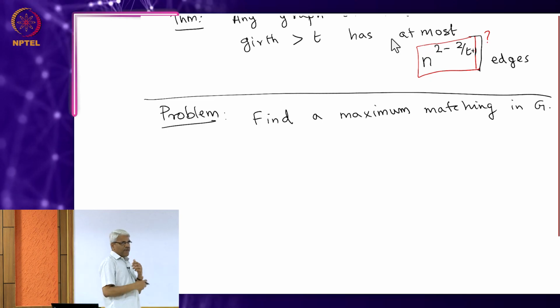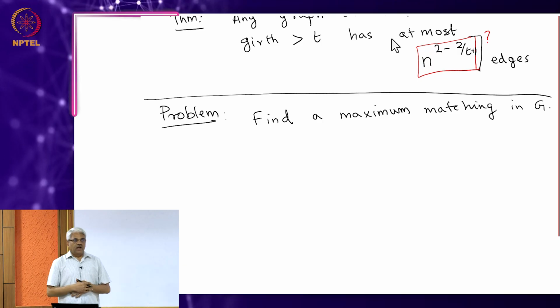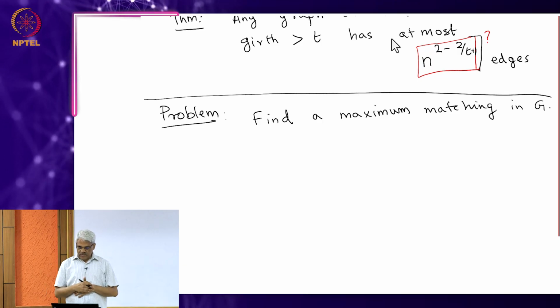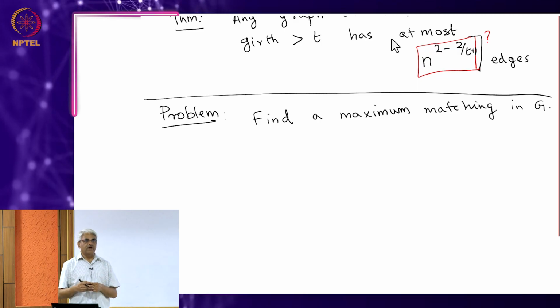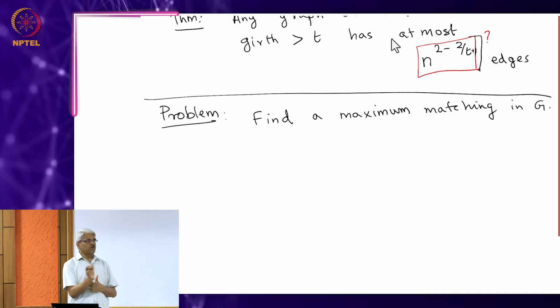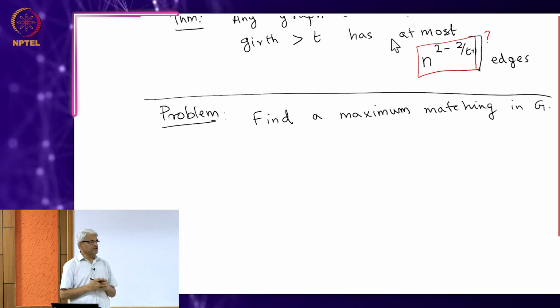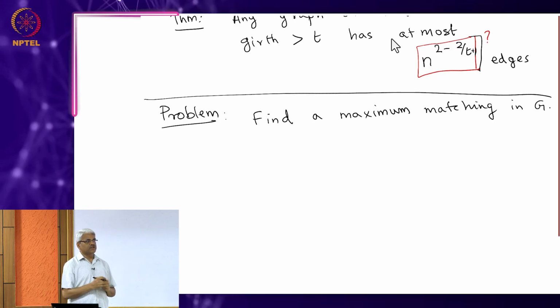Right. So, you all know what a matching in a graph is. It is a collection of disjoint edges, and there are very classical algorithms for finding a maximum matching in any graph. If it is a bipartite graph, you can use the max flow technique to find the maximum matching. If it is a non-bipartite graph, there is a very classical Edmonds algorithm to find the maximum matching in a graph.